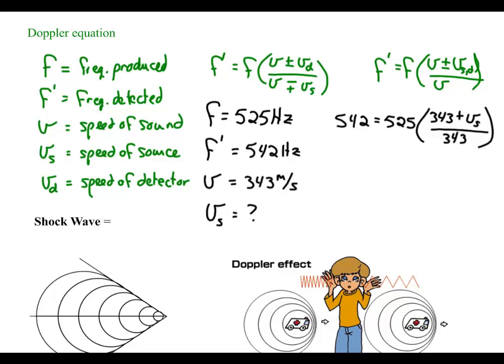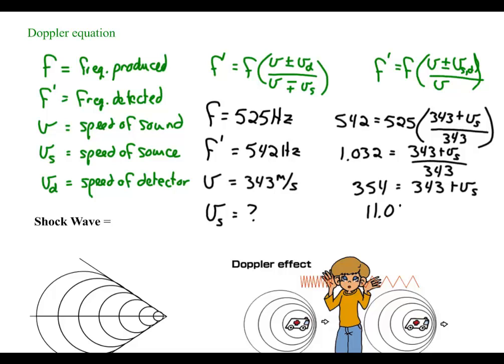I'm going to do it the easy way. Divide both sides by 525 and I get 1032 is 343 plus the S over 343. Multiply both sides by 343, I get 354 is 343 plus Vs. Now I do the math, and I get 11 meters per second is how fast my source object is traveling.